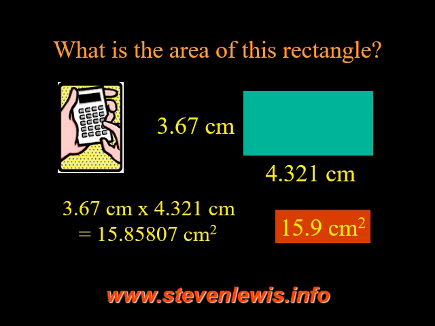15.9 square centimeters. 3 significant digits. Why? Because the measured value with the fewest significant digits determines the number of significant digits in a calculated value. The measure of the height of the rectangle is 3 significant digits and limits the number of digits we should report in our calculated value.